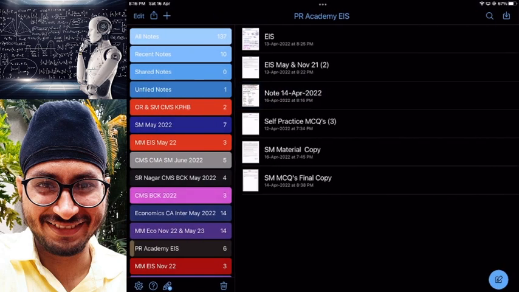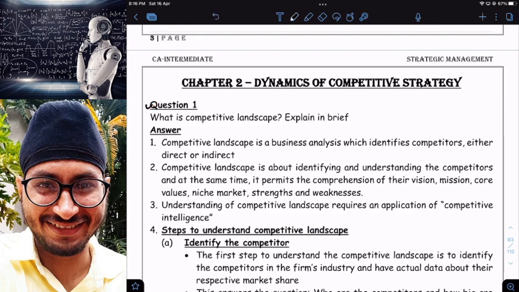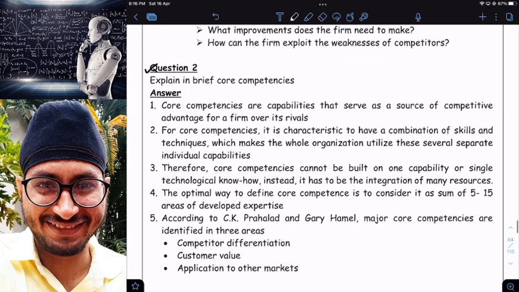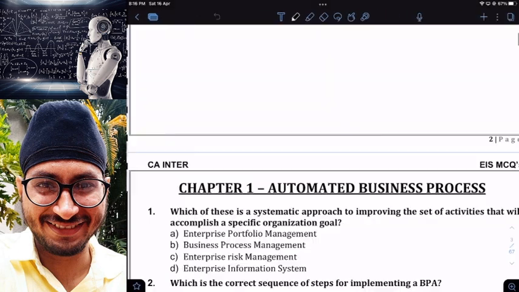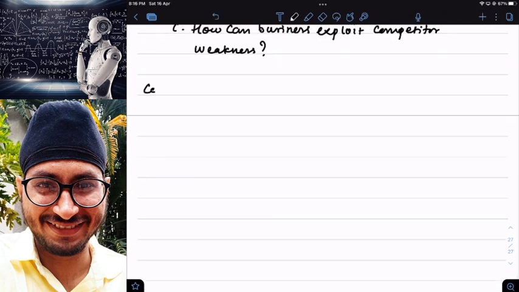Then we have the next concept. This also we have done. Next we have core competencies. Clear? Now, let us understand what exactly we mean by core competencies. Now what exactly do we mean by core competencies?